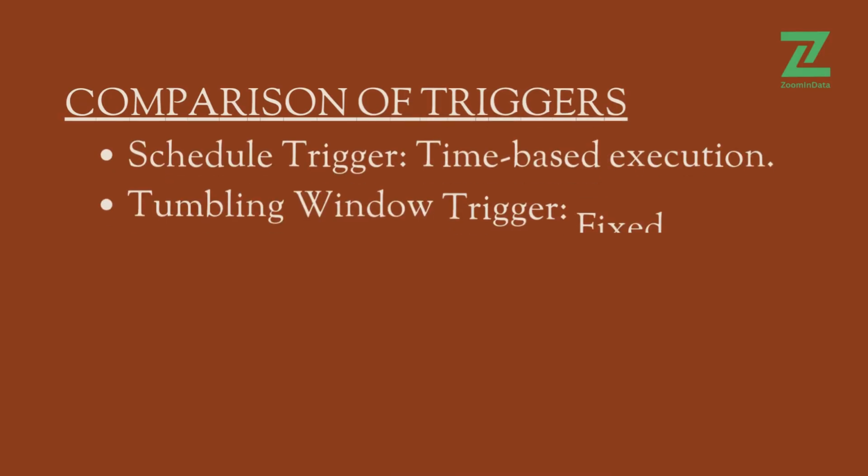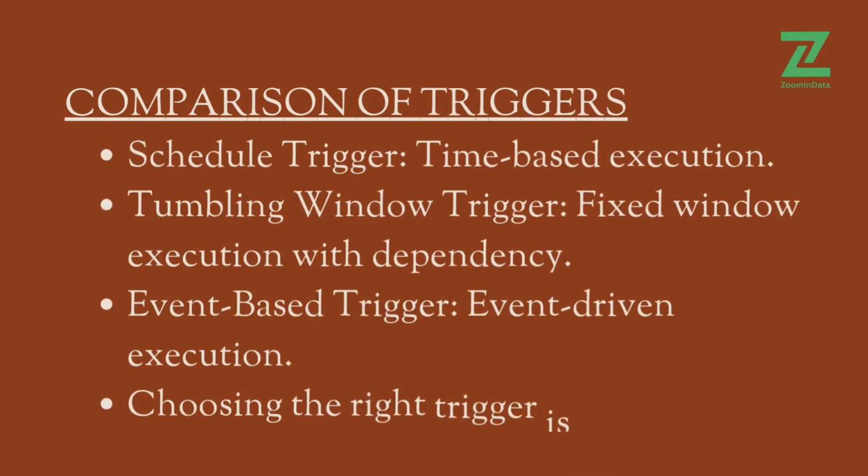To summarize, schedule triggers are time-based, tumbling window triggers process fixed windows with dependencies, and event-based triggers are event-driven. Choosing the right trigger type is critical for building efficient and reliable data pipelines.